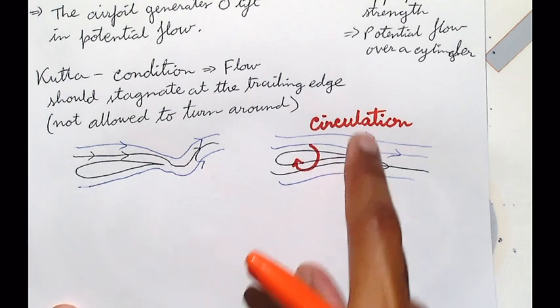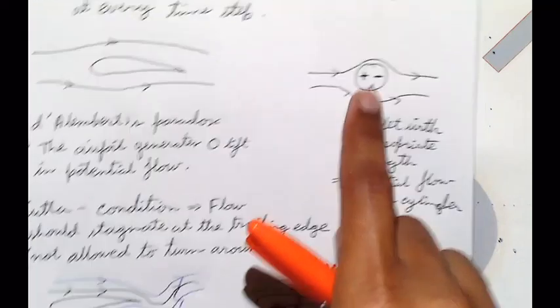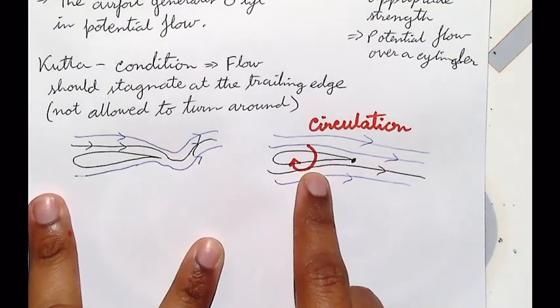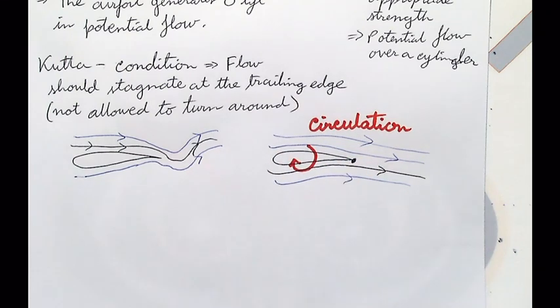And this can be done by introducing, in addition to the sources and sinks, some way to generate circulation, which basically corrects the flow. Okay? And this circulation gives you the correct value for lift generated by the flow. Okay, so that's when the panel method started.